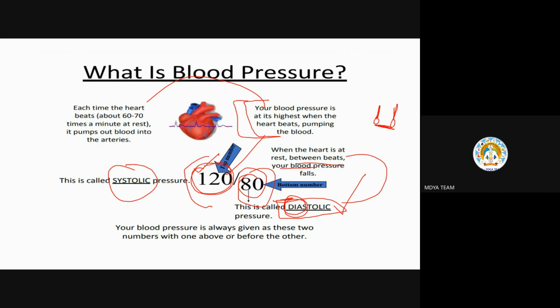Your blood pressure is always given as these two numbers, one above the other or side by side, the way we used to write it. This is standardized for everyone. Blood pressure units are standardized for everyone. Still, females used to have a little lower one that is perfect for them, but the standardization they have kept is 120 by 80.